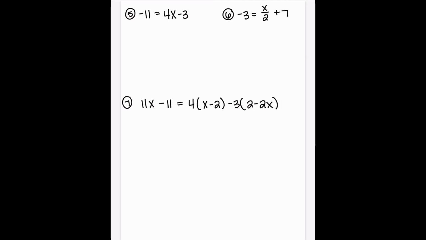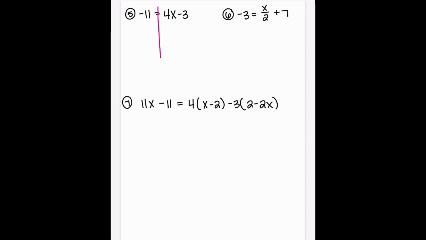In number 5, we don't have any parentheses, so we want to see if we can combine like terms on the left and then combine like terms on the right. On the left, we just have negative 11. There's nothing to combine. On the right, 4x and minus 3 are not like terms, so we can't combine them.